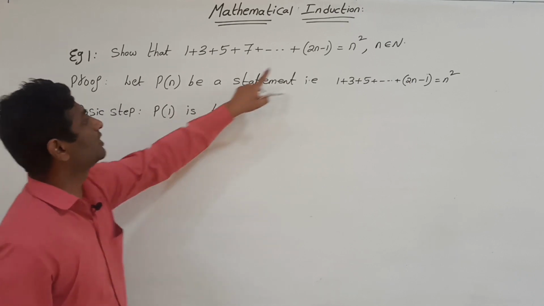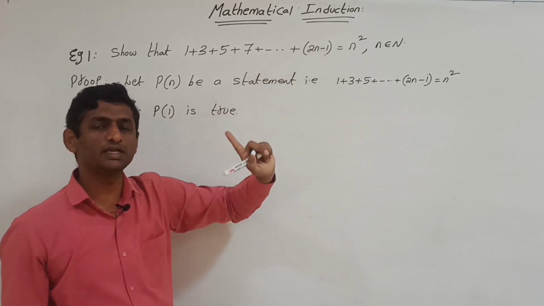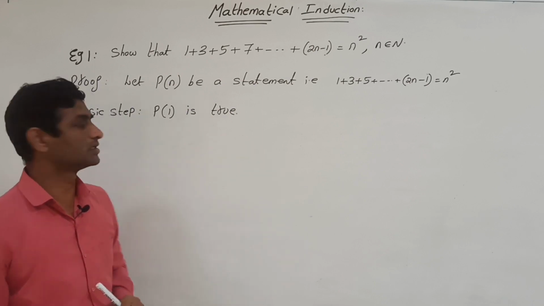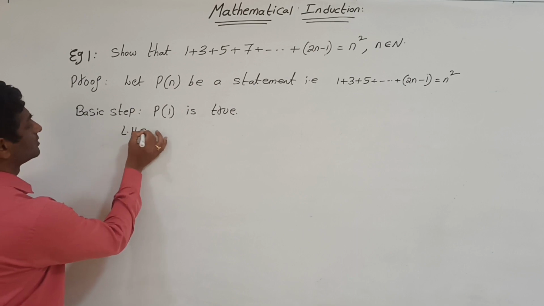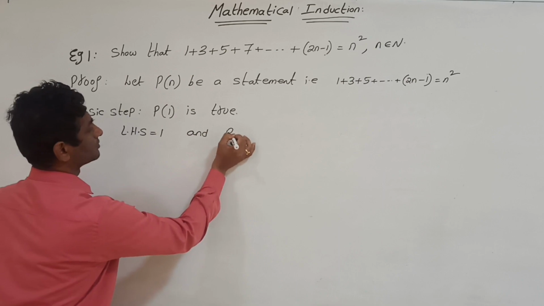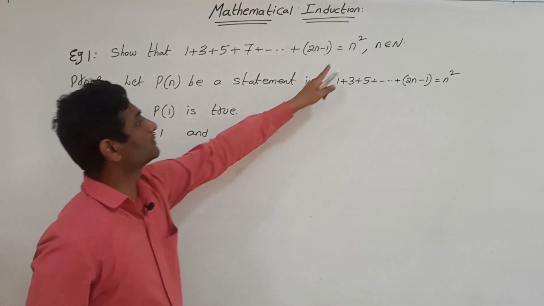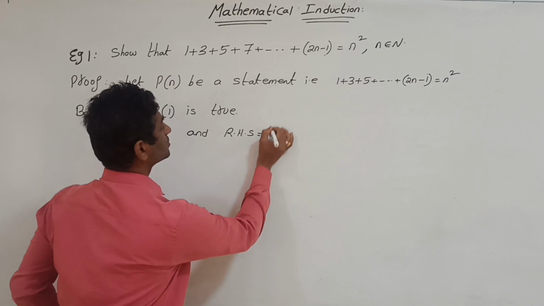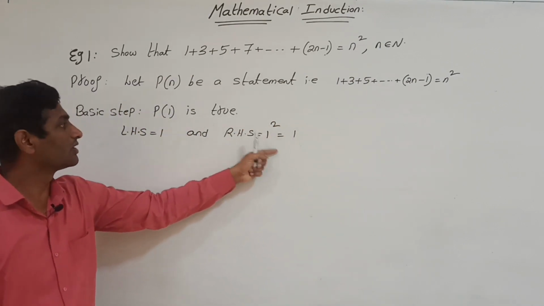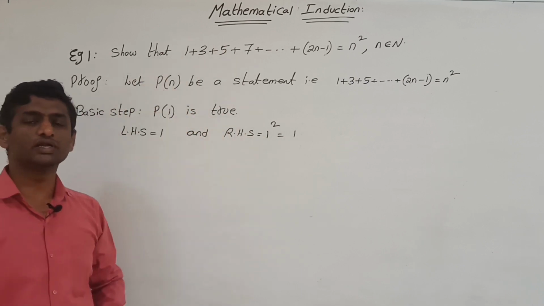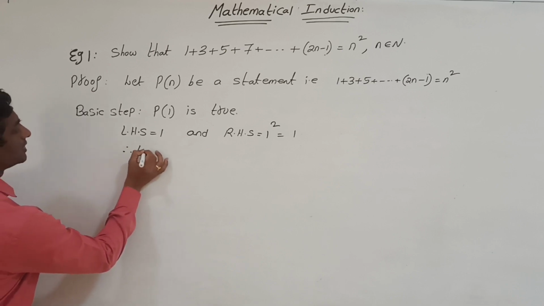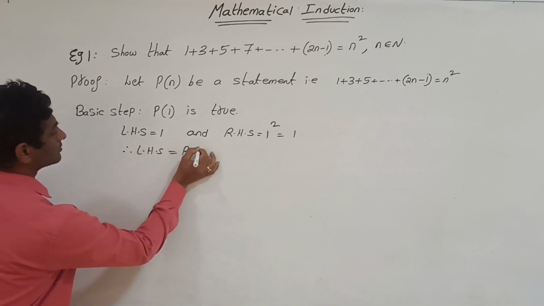If you put n is equal to 1 here, 2 into 1 minus 1, you will get only 1, meaning the sum of only one odd natural number. LHS will be 1 only. And what is RHS? If you substitute n is equal to 1, 1 square is equal to 1. So LHS is equal to RHS, which means we have concluded that the given statement is true for n is equal to 1.